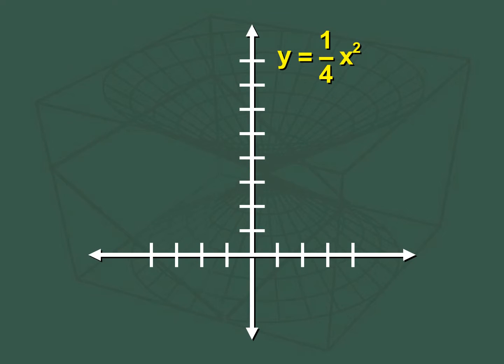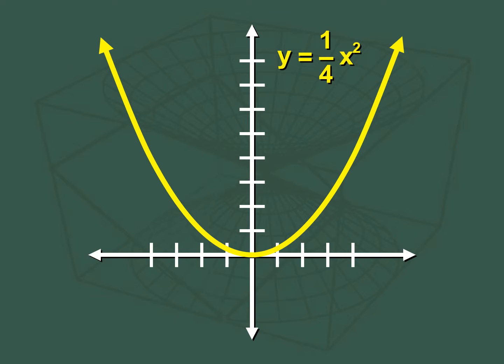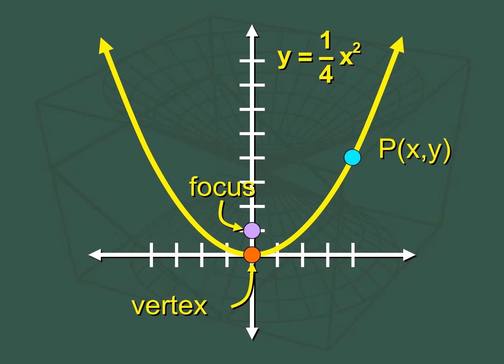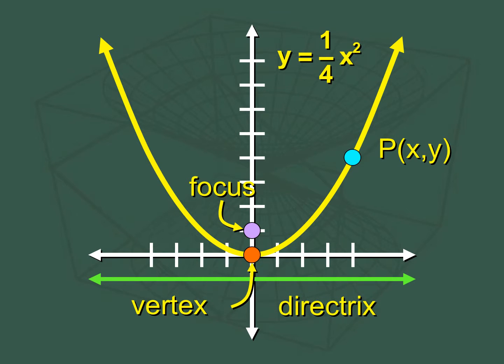So, a good example of a parabola is the graph of y equals 1/4 x squared. Our vertex here is (0, 0). If you're looking at the vertex and the point (x, y) on the graph, it's a collection of points that are equidistant from the focus and the directrix. So we have that distance there, and then we have that distance there. And that distance has to be equal.